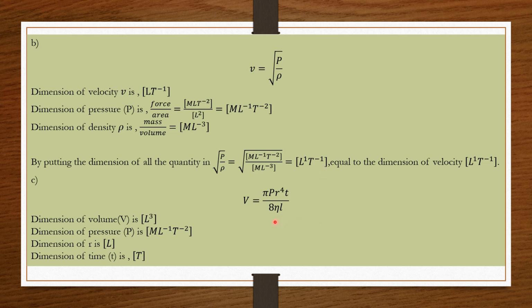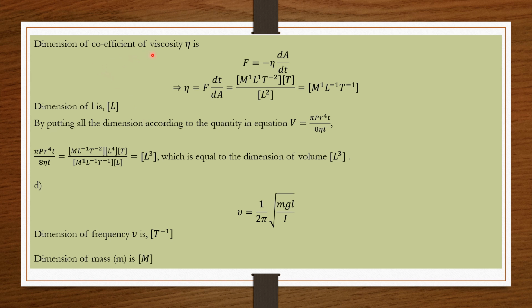Then C. Here V is given as pi P r to the power 4 t divided by 8 eta L. Here V is the volume, P is the pressure, r is the length, t is the time, eta is the coefficient of viscosity, and L is the length. And accordingly we know the dimension of volume is L cubed, the dimension of pressure is M L to the power minus 1 T to the power minus 2, the dimension of r is L, and the dimension of t is T.